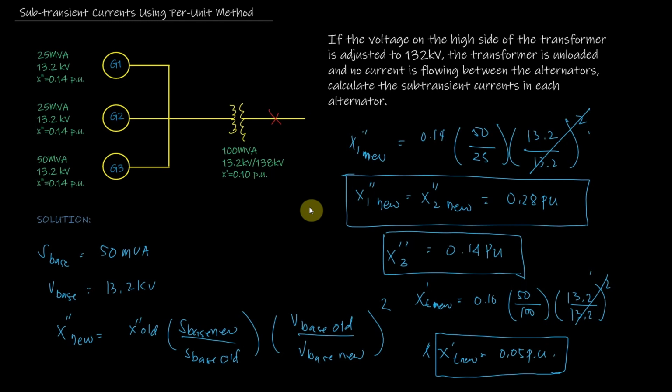Ang susunod naman natin gagawin ay kukunin natin yung mga internal voltages dun sa alternator. Pero bago natin magawa yun is kailangan muna nating kunin yung corresponding voltage rather dun sa low voltage side ng ating transformer. Kasi ang sabi sa problem is yung high side daw ng ating transformer is in-adjust to 132 kV. Pero ang rating niya is 138. So by ratio and proportion, makukuha natin yung corresponding value or voltage sa low side ng ating transformer.